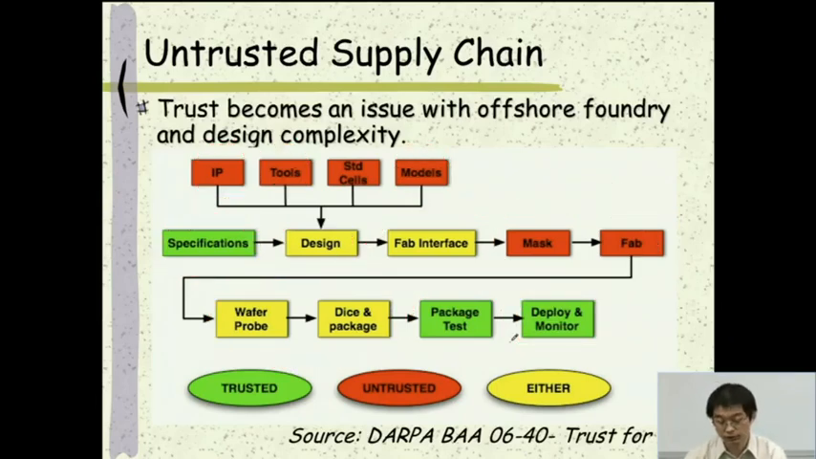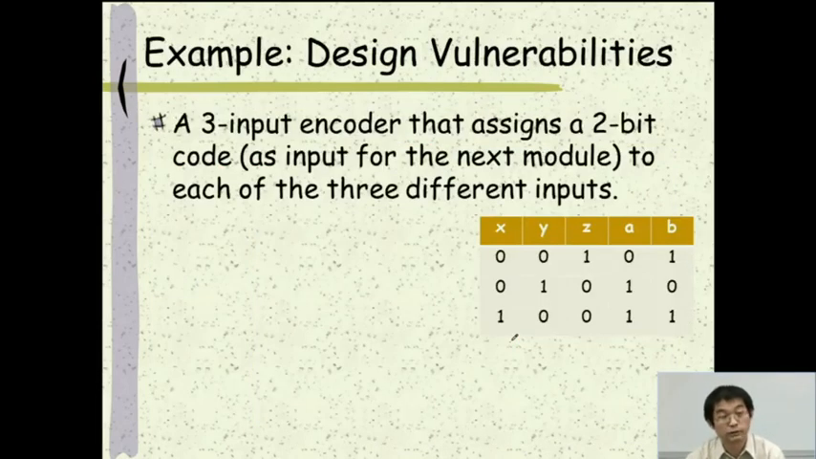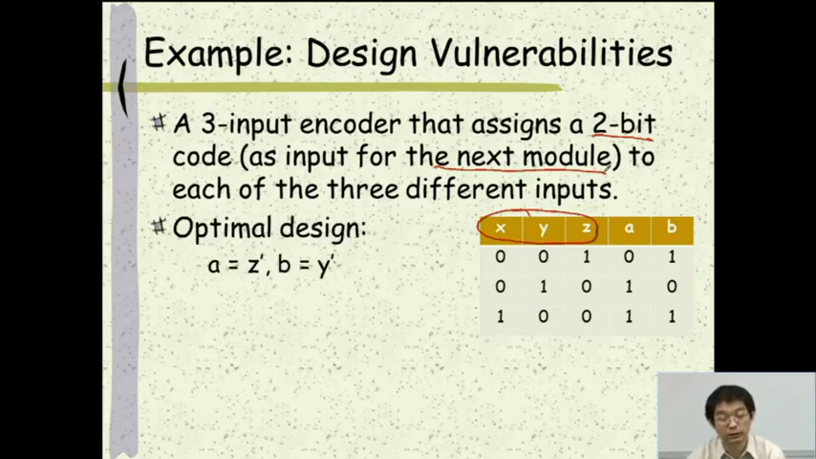Now let's come down to see a couple of more concrete examples. The first example is coming from the review slides for digital logic design, where we have this 3-input encoder. There are 3 input bits X, Y, and Z, and at any time, any one of them can be 1, but only one. What we want to do is encode this with a 2-bit code, which will be fed into the next module as input. If you remember from the review slides, the optimal design looks like this: A is the complement of Z, and B is the complement of Y. So we know this is the best design.